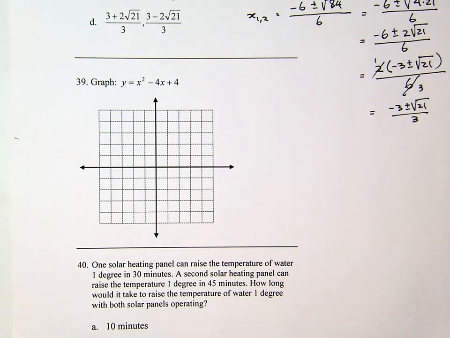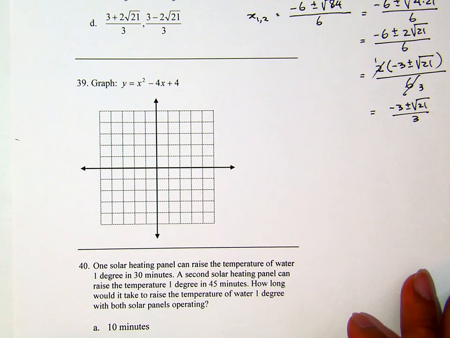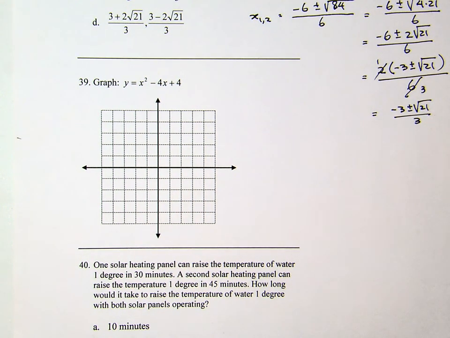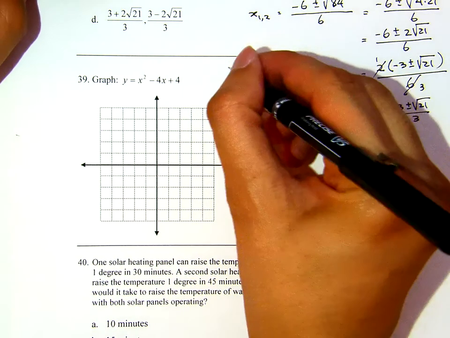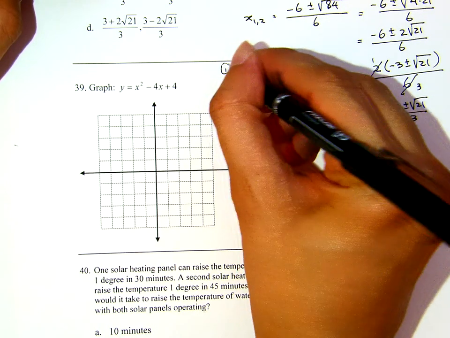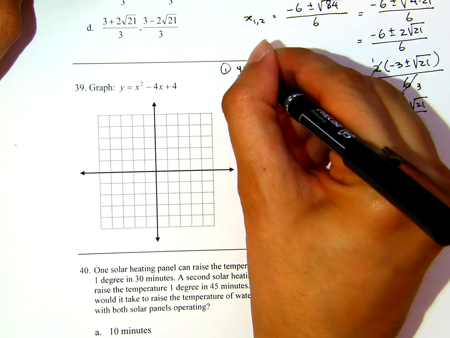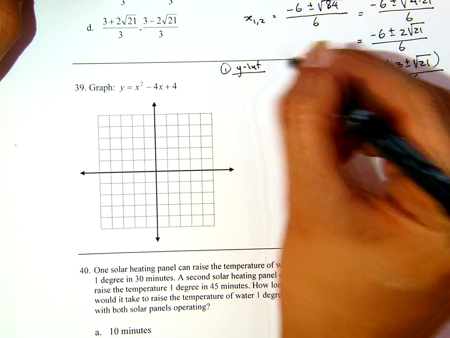Okay, number 39, graph this: y equals x squared minus 4x plus 4. Now usually this question shows up in pretty much the last part of chapter 11. There's a big chance that your teacher doesn't go this far, but there are some things we can still tell. For example, the very first and easiest one: can you find out what the y-intercept of the graph is?